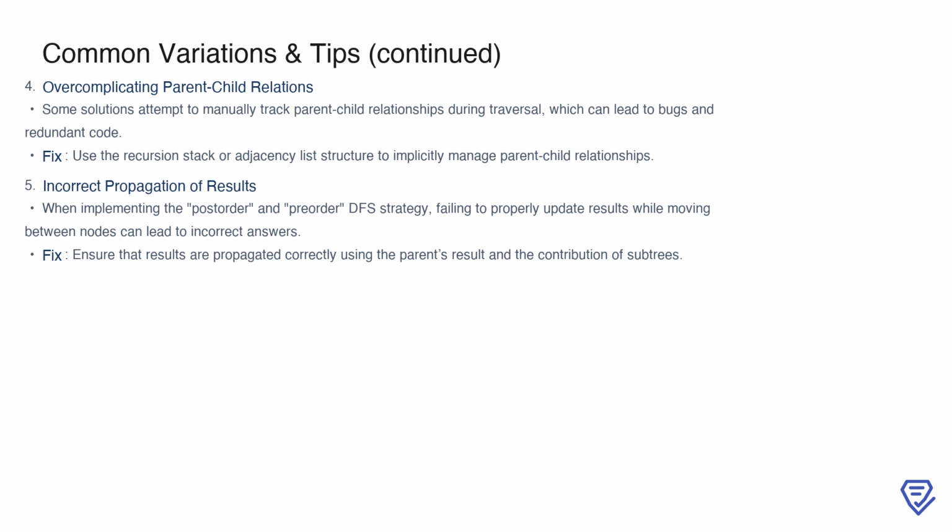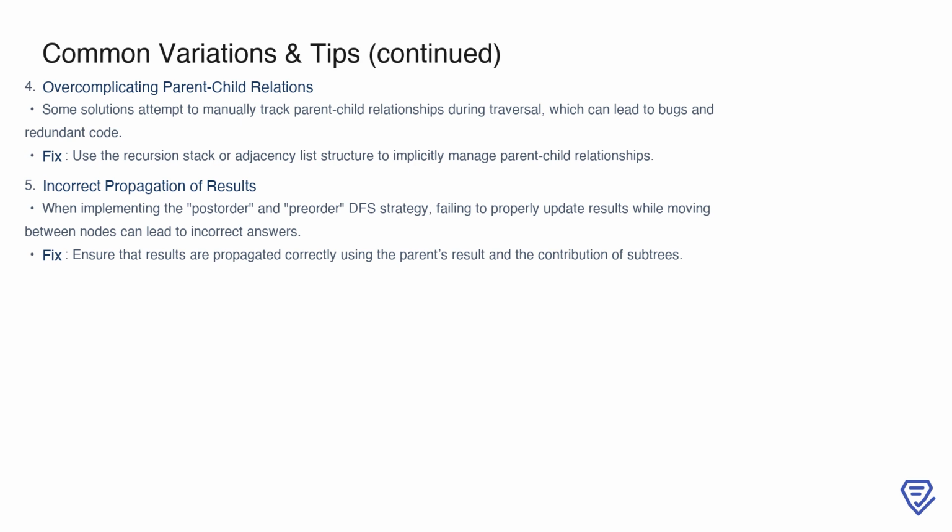Additionally, issues often arise when implementing the postorder and preorder DFS strategy, particularly with the propagation of results. If you fail to update results properly while transitioning between nodes, your answers will be incorrect. To avoid this, it's crucial to ensure that the results are propagated correctly by combining the parent's result with the contributions from the subtrees. Getting these two aspects right, managing relationships and propagating results, will make your solution more robust and accurate.